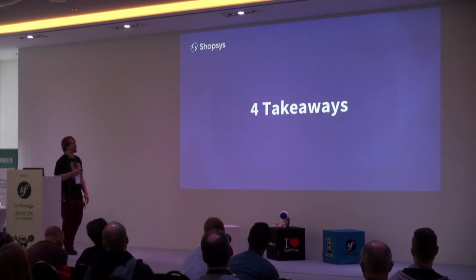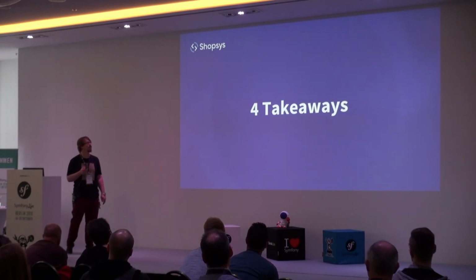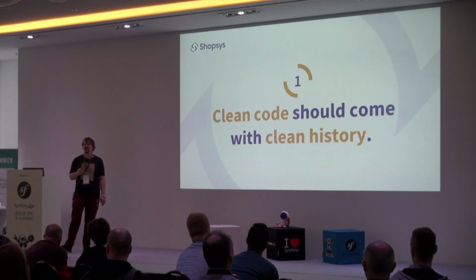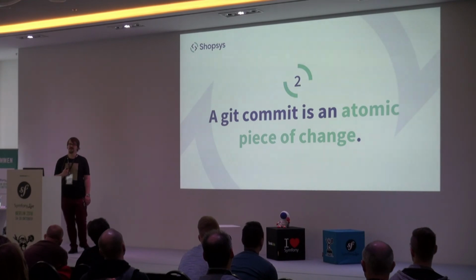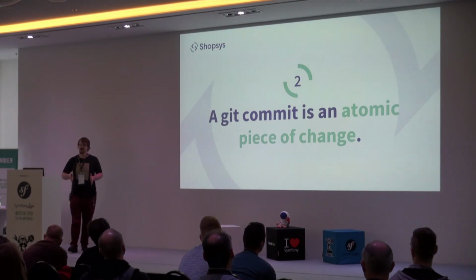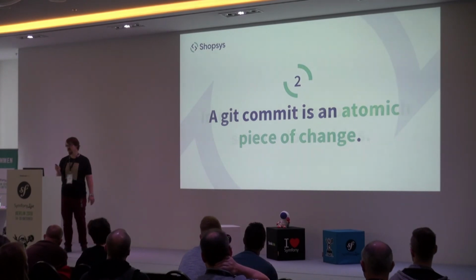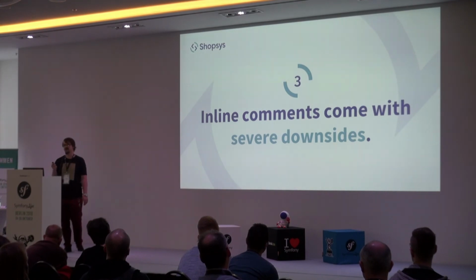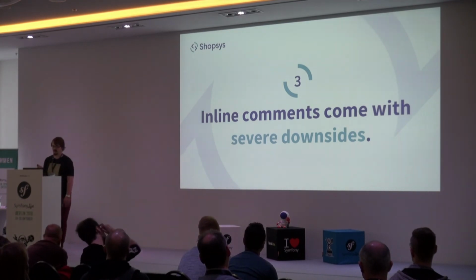So, 4 takeaways from this talk I would like you to leave with. First, clean code should come with clean Git history. Second, a Git commit is an atomic piece of change. It should be the smallest thing you really wanted to do. Inline comments are fine for some use cases, but they come with severe downsides. For example, you cannot do them in JSON.